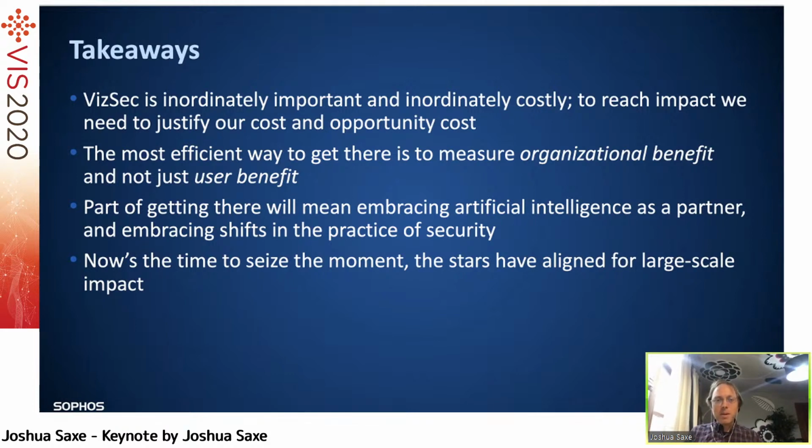But to get to impact, we really need to think about cost and organizational decision-making, and we need to introduce those factors into the way we publish our papers and discuss it at conferences like these. Part of getting there will mean embracing artificial intelligence, as I've said, and I think there's a confluence of factors that I've named in this talk that really make this the right time to push and seize the moment.